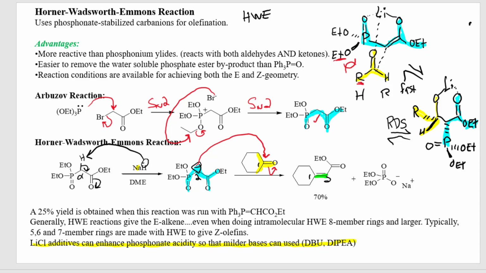The rate determining step is when your oxygen of the ketone or aldehyde forms the four-membered ring with your phosphorus. That's really difficult to do, right? Why does it want to form this four-membered ring? That's the rate determining step. So understand that it's so much easier to make that four-membered ring, given this mechanistic setup, if your groups have less steric hindrance.